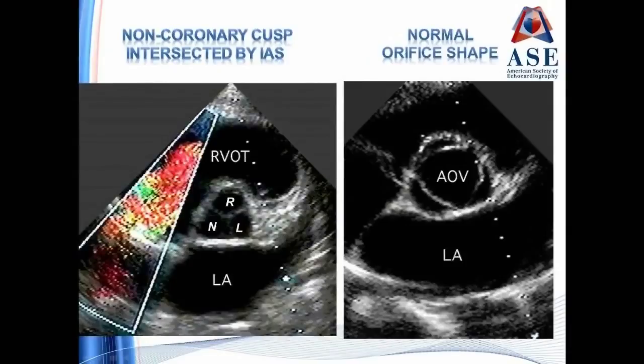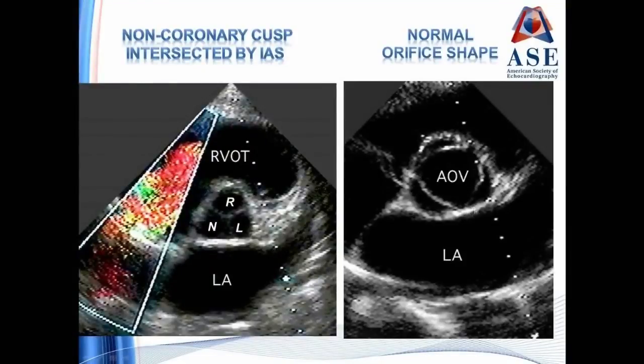Here's an example of that. The right coronary cusp is the most anterior cusp of the aortic valve, and the non-coronary cusp is intersected, seen best here, by the intraatrial septum. That leaves this as the left coronary cusp. The left atrium is posterior to the aorta, and this is the left atrial appendage.